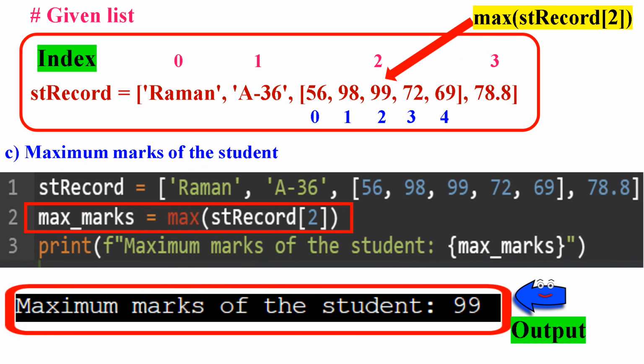Now, look at the given list. You can see the indexing done in the list STRecord. Subdivision C. Maximum marks of the student. Now, look at line 2 of the Python code, max_marks = max(STRecord[2]). This calculates the maximum marks of the student at index 2, using the max function on the list of marks. So the output is 99.